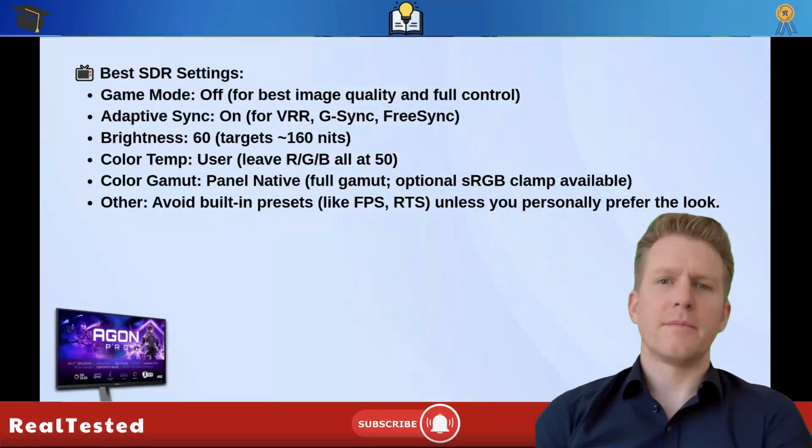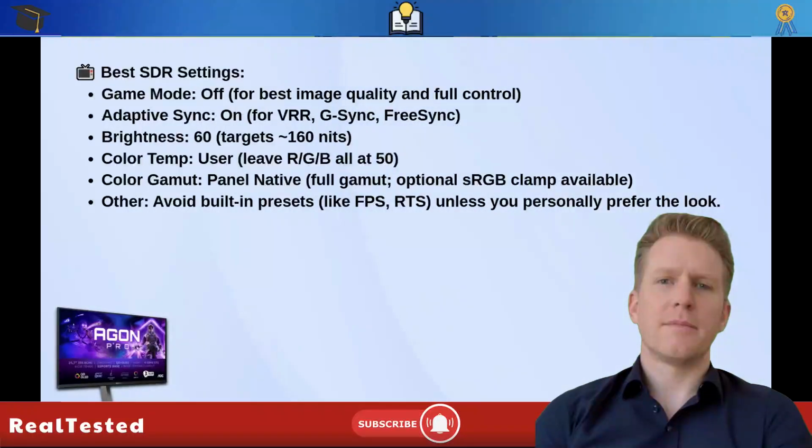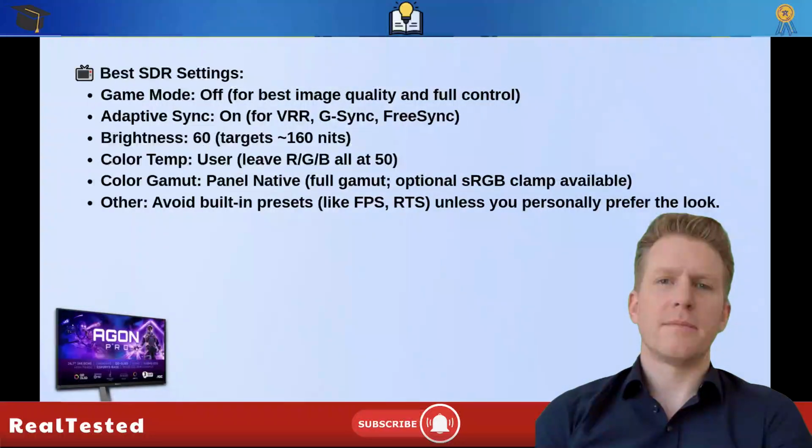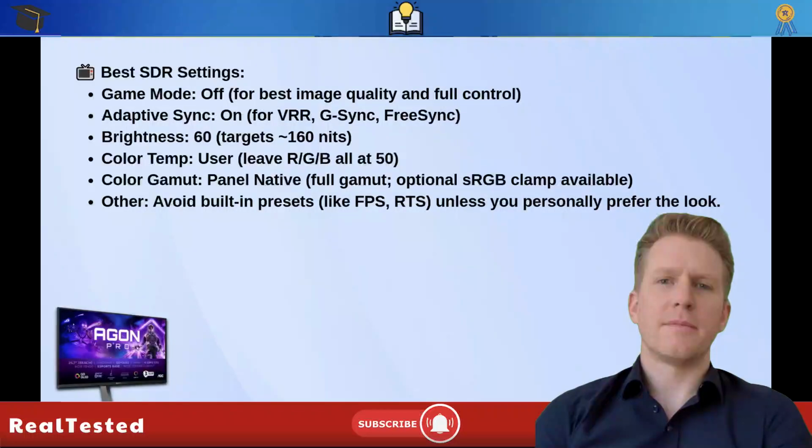When configuring your AOC AGON Pro AG276QZD2, begin by disabling game mode. This ensures peak image fidelity and grants you complete command over the settings. Enable adaptive sync to guarantee variable refresh rate compatibility for both G-Sync and FreeSync users. Adjust your brightness to 60, which provides roughly 160 nits, ideal for standard indoor environments.